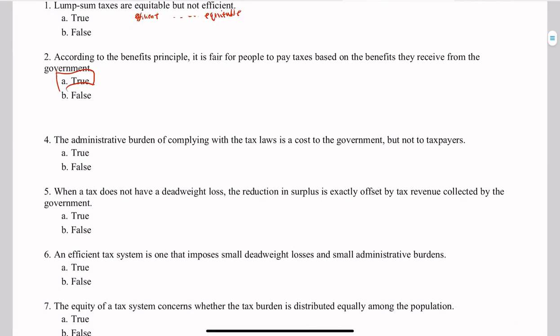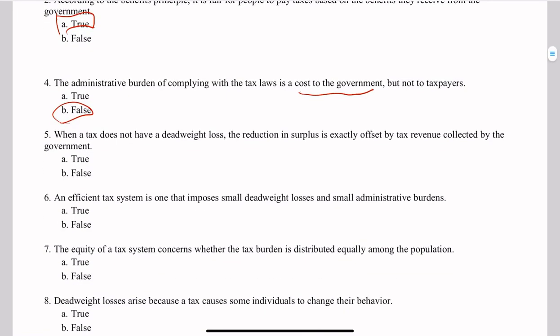Next, the administrative burden of complying with the tax laws is a cost to government, but not to taxpayers. Well, this is not right, right? Government needs to pay the cost, but taxpayers also have to pay the cost, because obviously, if you're a taxpayer, every April you have to file tax. So this is false.